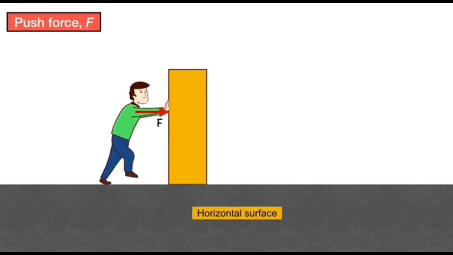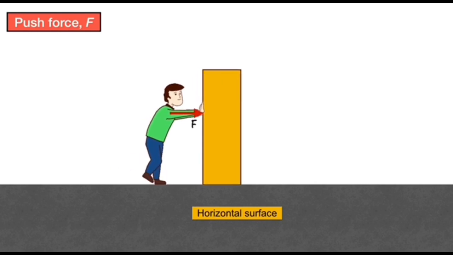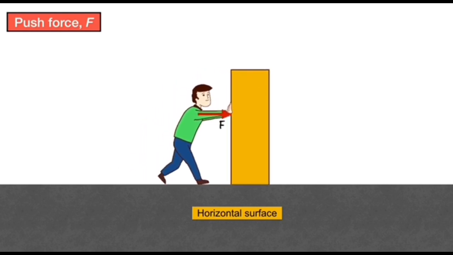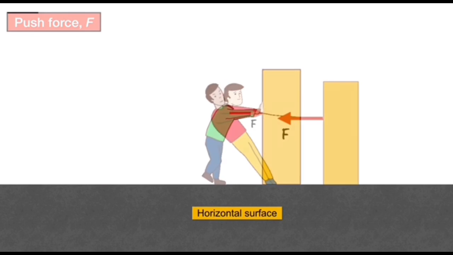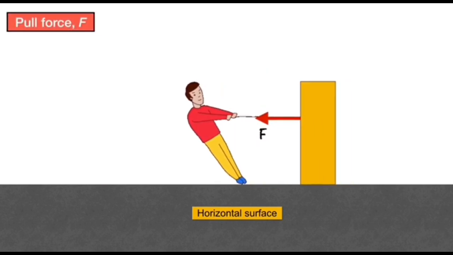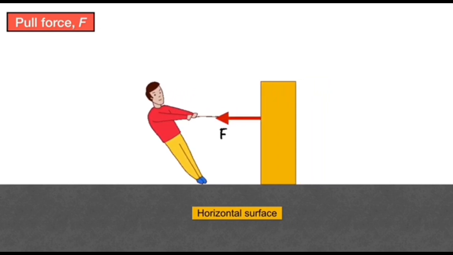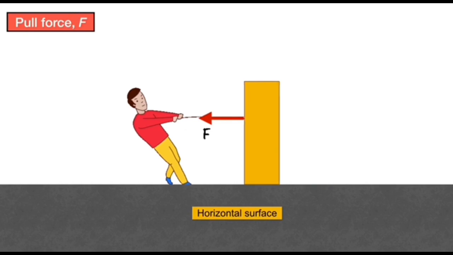The fifth force is push force, like when someone pushes a box across a floor, and the symbol is capital F. The sixth force is pull force. The symbol is capital F. Dragging a box is one of the examples of pull force.